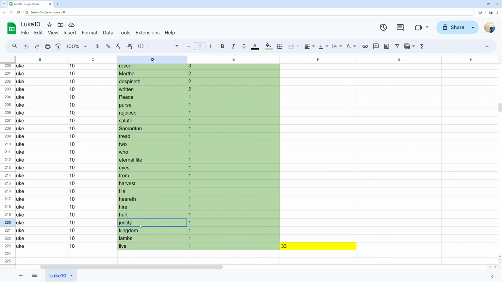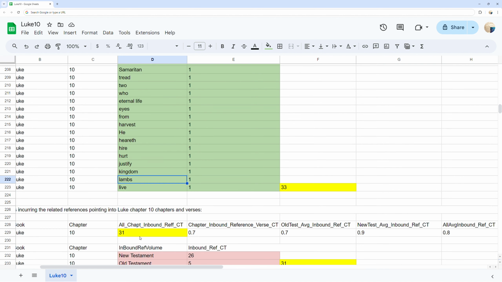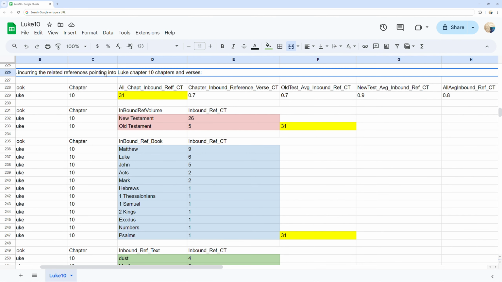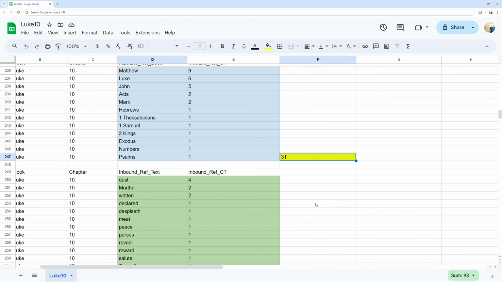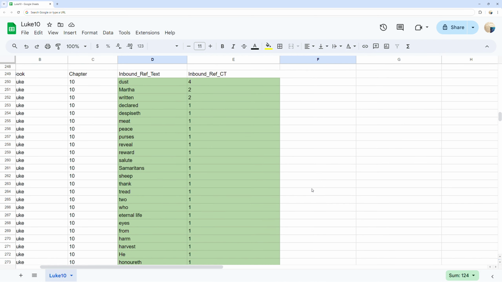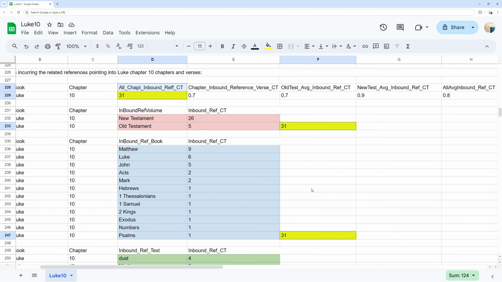Verse counts and the words incurring the related references pointing into Luke chapter 10 verses. You can see in yellow the total inbound related references pointing into Luke chapter 10 at 31 references, as well as the counts per each verse in Luke chapter 10 and the average inbound reference per verse at 0.7 per verse, and the per verse rates for the Old Testament, New Testament, and both to the right for comparison.